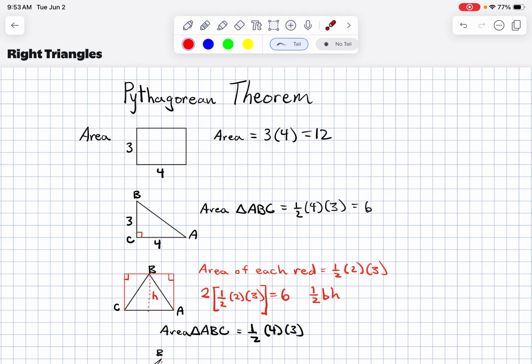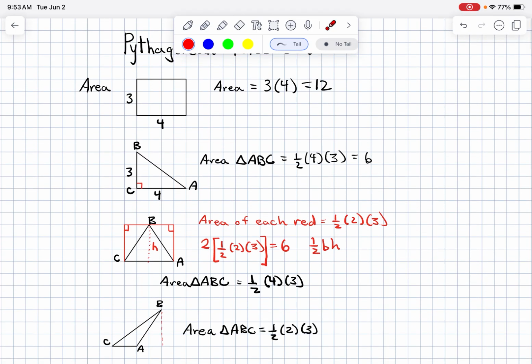And now, if you look at the area of this triangle, you've got 1/2 base. Let's just look at this. 1, 2, 3, 4, times height, the perpendicular here, 1, 2, 3. See? So 1/2 times 4 times 3, and that again is 6.